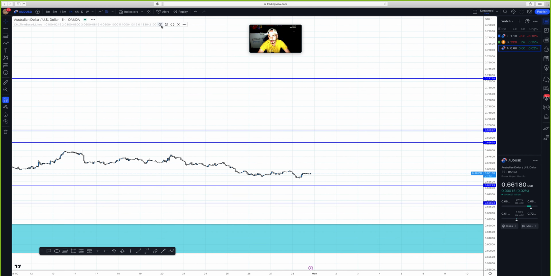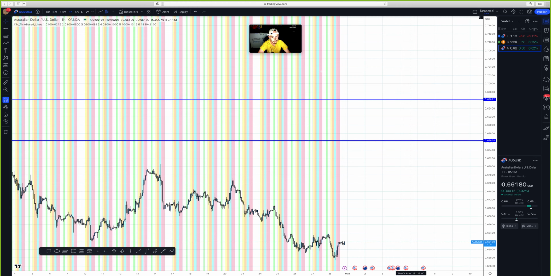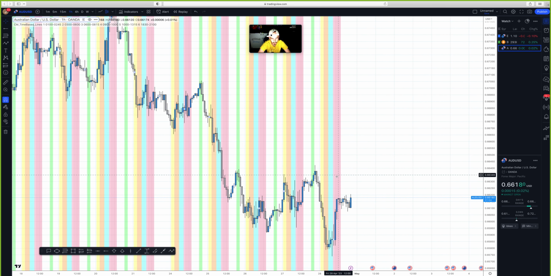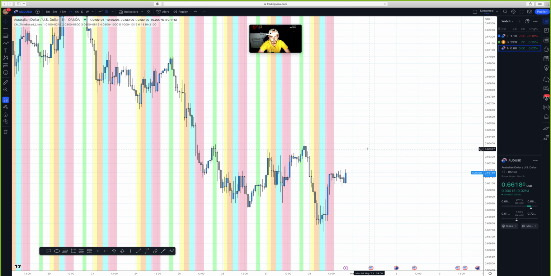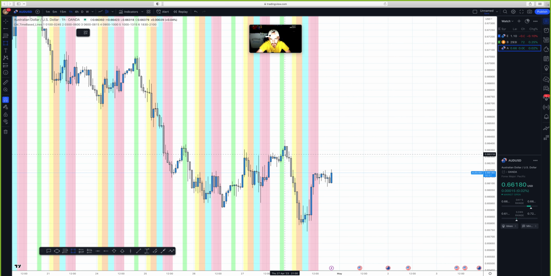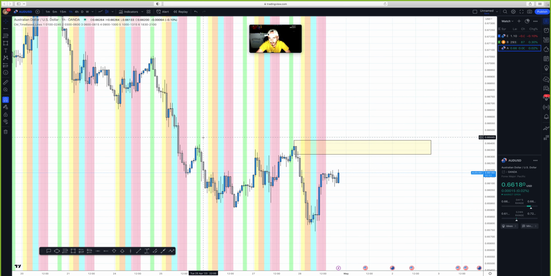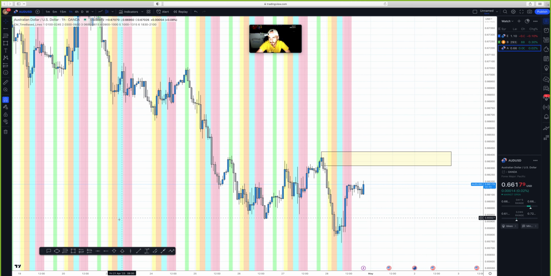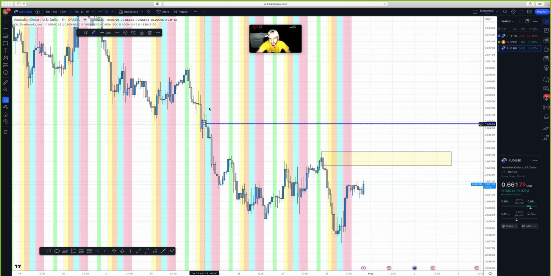If we go to H1 and we turn on our session-based volume, let's break this down. So on H1, what we have is this area of supply right here, area of supply right here, and we also have that one and this one here. These two are the most recent areas of supply on the H1s because we notice that we have this previous contrary candle that is a push and then this previous contrary candle that is a push.